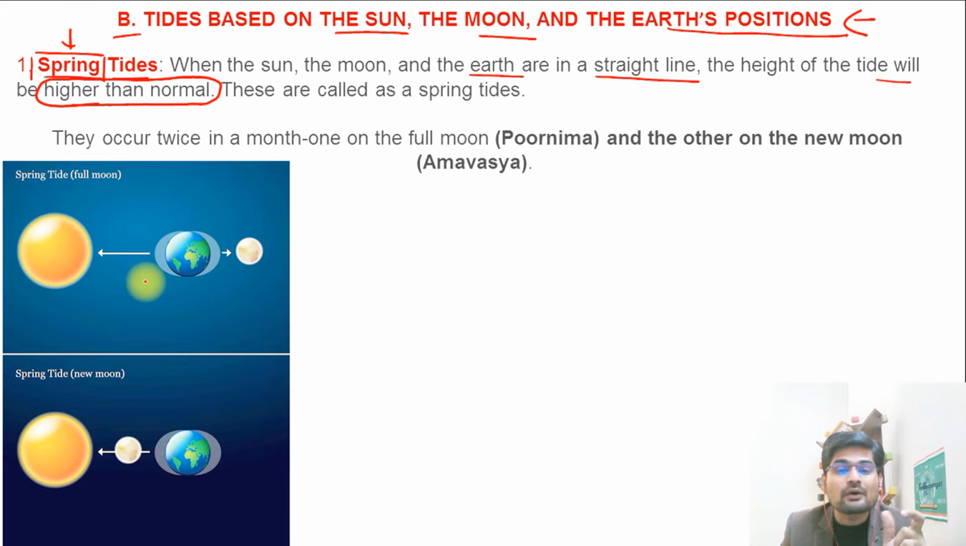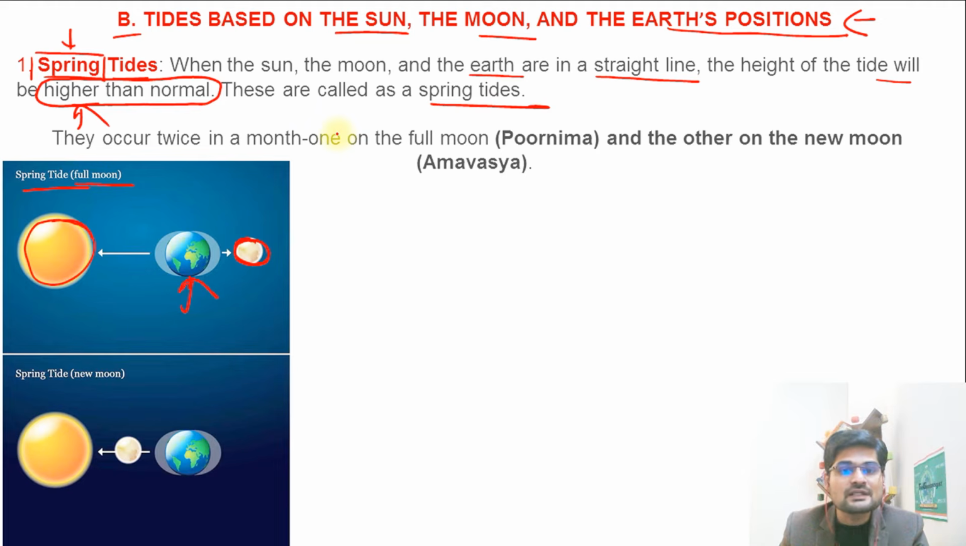But it will depend upon what kind of situation the line is in. If it is a full moon situation, it means the moon is here, earth is in the center and the sun is on the opposite side. So what will happen? There will be a spring tide. The gravitational pull of the moon and sun both are going to impact and the tide is going to be higher than normal. That is called spring tide.